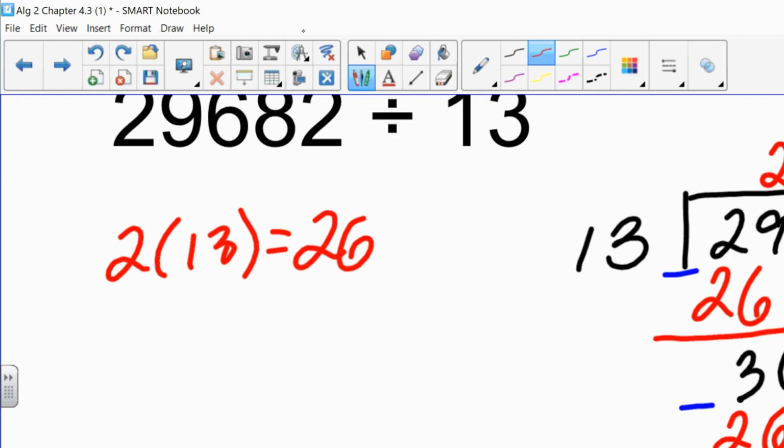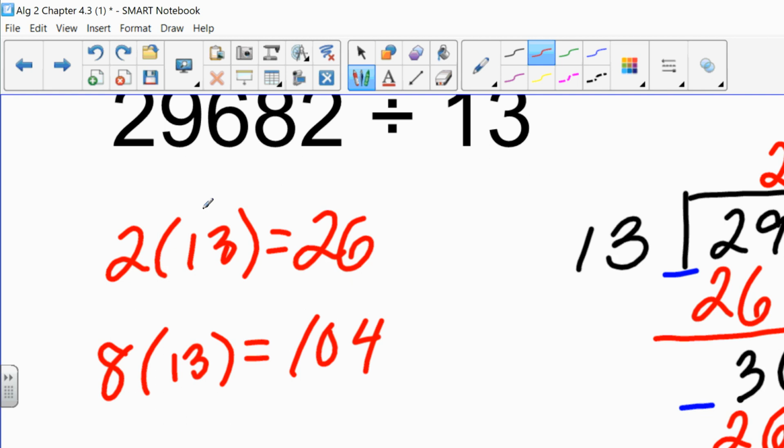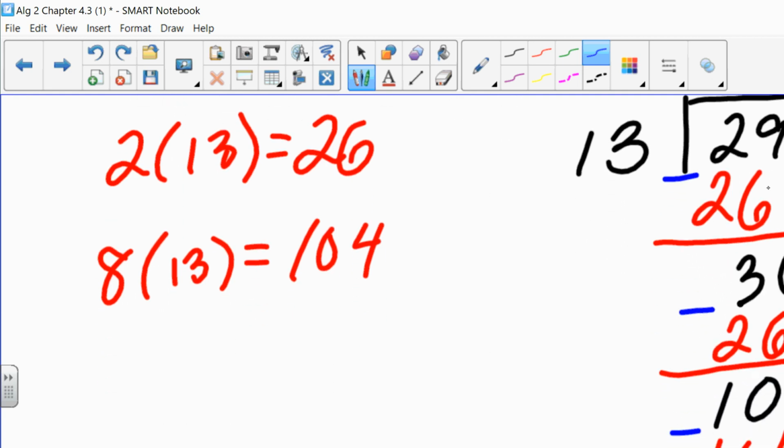Now we need to see how many times 13 goes into 108, which is 8. And again, we'll do 8 times 13, which is 104. We'll put it right underneath. Then again, we will subtract. And 108 minus 104 is 4. And last but not least, we bring down the 2.